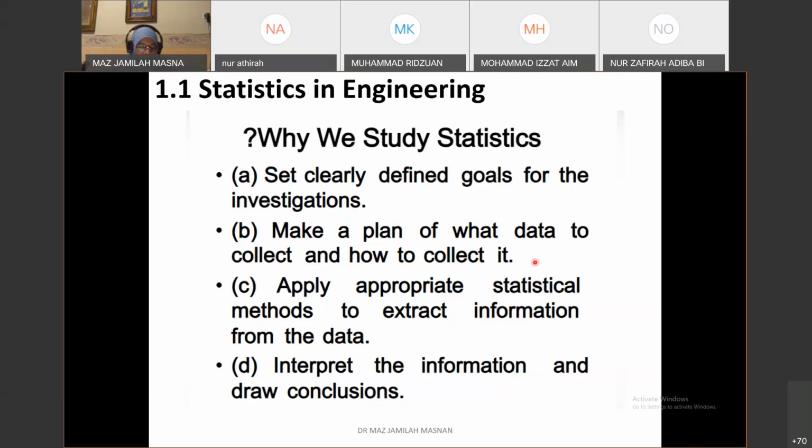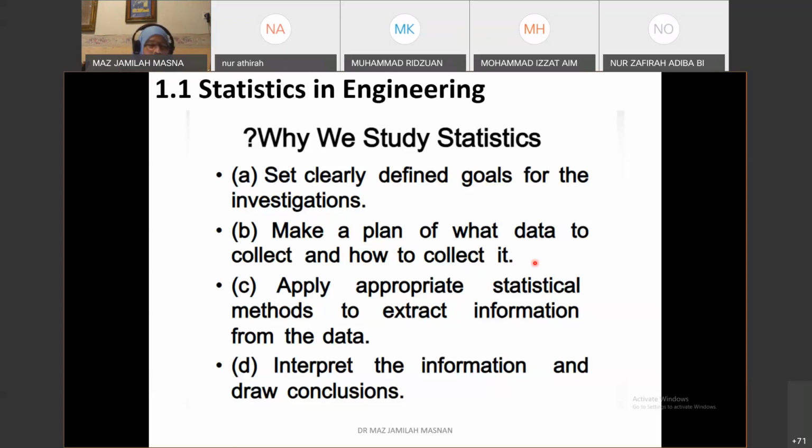Third, apply an appropriate statistical method to extract information from the data. Once you have got your data, you need to think about how to turn it into meaningful information. Here you will have to know a few options and the statistics that you can use to help you out. And finally, interpret the information and draw conclusions.